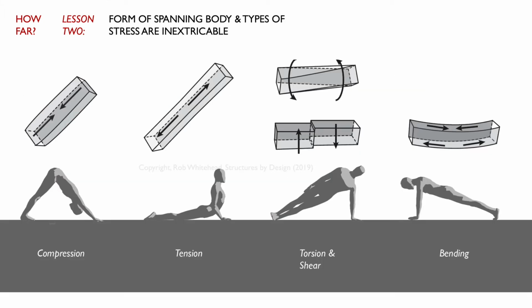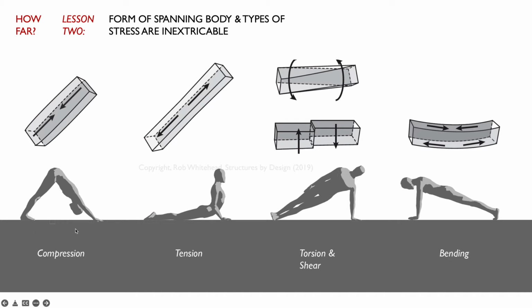As they go to figure out how far they can span individually, my main recommendation is that they enact all 4 of these poses right away. In doing all 4 of these poses, it's immediately going to lock into place this question of how far can you span and what type of stress happens within one's body. The form of the spanning body and the types of stresses that are involved are inextricable. So let's go down below.